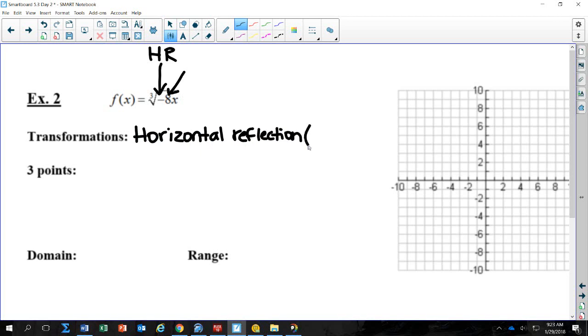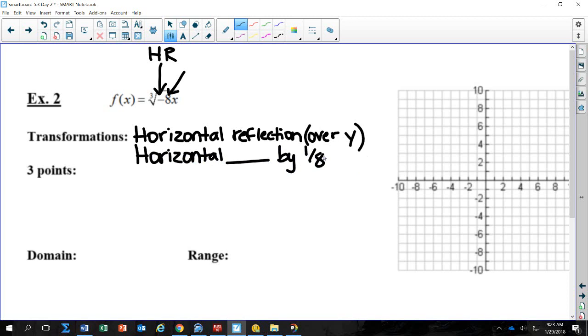Or you can say that it's a reflection over the y-axis. Okay, and we also have a horizontal stretch or shrink by multiplying something by the reciprocal, which is 1/8. That's what I do. I always write the reciprocal first, and then I identify if it's a horizontal stretch or shrink.